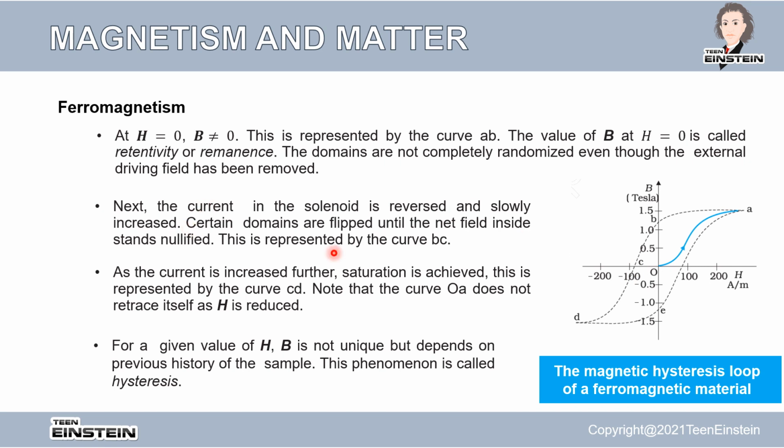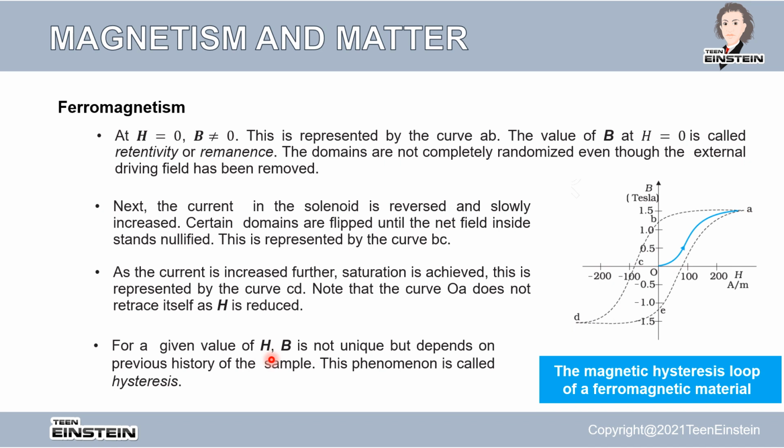So certain domains are flipped until the net field inside the sample is nullified. This is represented by the curve BC. As the current is increased further, saturation is achieved. This is represented by the curve CD. Saturation is reached on the negative side. And look at it now, the curve OA is not traced on the negative side. Because it is already magnetized on the positive side, it goes through CD only. It does not follow OA again.